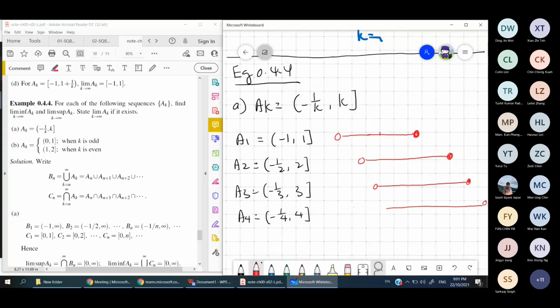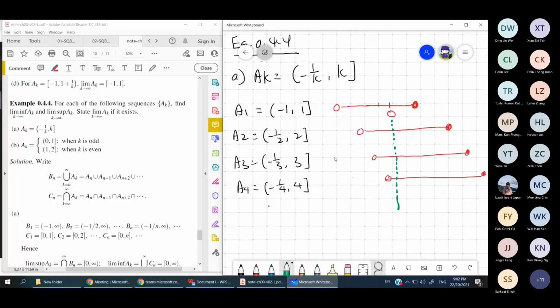Okay, maybe I'll put our 0 here. So this is here. So you look at, this is our A. So you can see the right-hand side, 1, 2, 3, 4. When k goes to infinity, this bit will go to infinity, right? So that means the right-hand side will go further and further, so it will go to infinity.